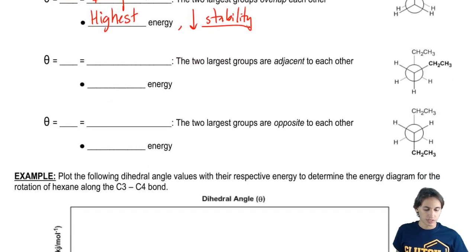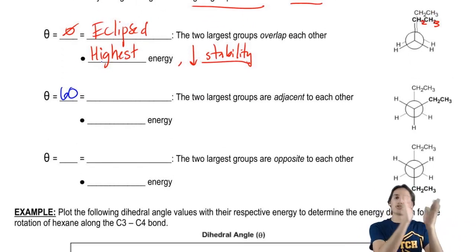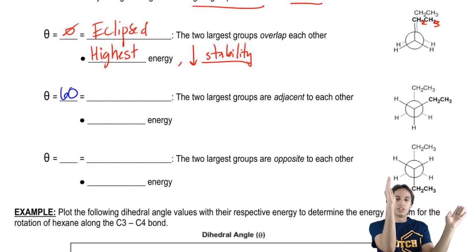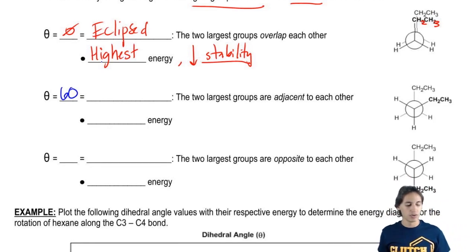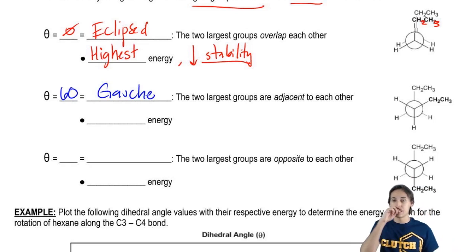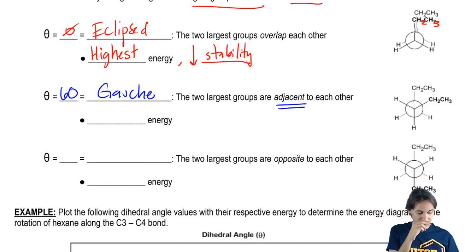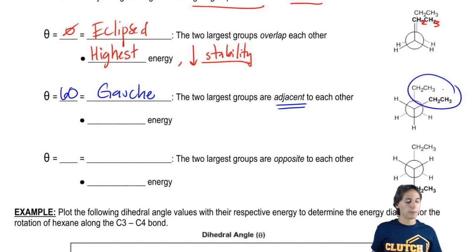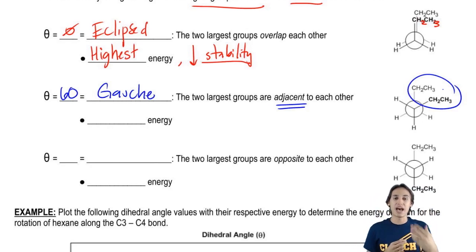So then let's look at the next one. The next one would be if the dihedral angle is 60 degrees. 60 degrees just means that they are not perfectly overlapping, but they're also not perfectly far away. They're kind of like, maybe at 2 o'clock. And a 60-degree angle is going to be called a weird word: gauche. Gauche is just, you can say, when they're adjacent to each other. They're not overlapping, but they're still not as far away as possible. So in this case, you see how it's visualized there. Now, this one is not amazing, but it's not as bad as the other one.